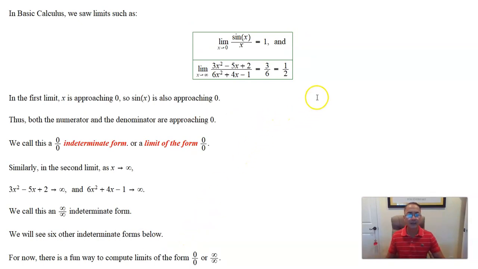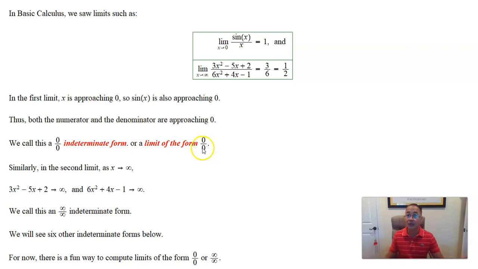Here are two limits that hopefully you saw in basic calculus. One of them says that the limit as x approaches 0 of sine x over x is 1. So what do we notice about this limit form? X is approaching 0, but sine of 0 is also 0. So the numerator and the denominator are both approaching 0. In this case, we call this a 0 over 0 indeterminate form, or a limit of the form 0 over 0. This is just a shorthand.